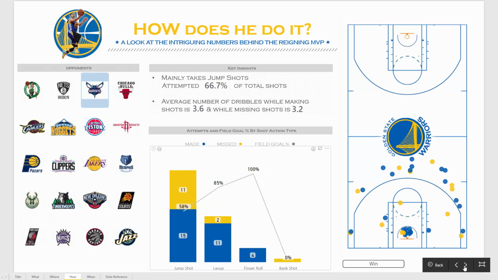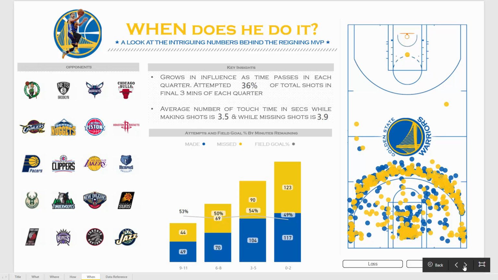Finally, let's look at when he makes his shots. Key insight number 1, he grows in influence as the time passes in each quarter. He attempted 36% of total shots in the final 3 minutes of the quarters. And when there's 9 to 11 minutes left in the quarter, he doesn't make a lot of shots. But when there's 0 to 2 minutes left in the quarter, that's when he attempts a lot of shots.